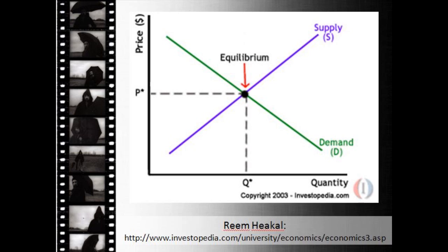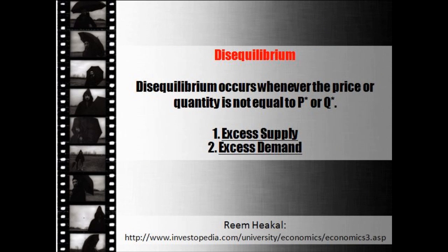In the real marketplace, equilibrium can only ever be reached in theory. So, the prices of goods and services are constantly changing in relation to fluctuations in demand and supply. And for the opposite side, what is disequilibrium? Disequilibrium occurs whenever the price or quantity is not equal to P or Q.